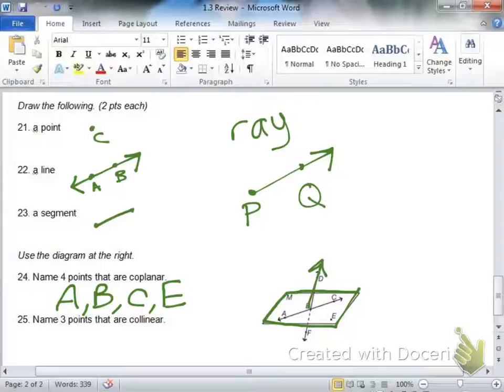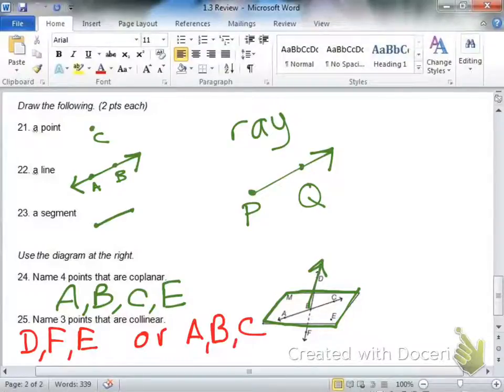3 points that are collinear just means 3 points that are on the same line. D, F, and E are on the same line. Good. You could also do like A, B, C are on the same line.